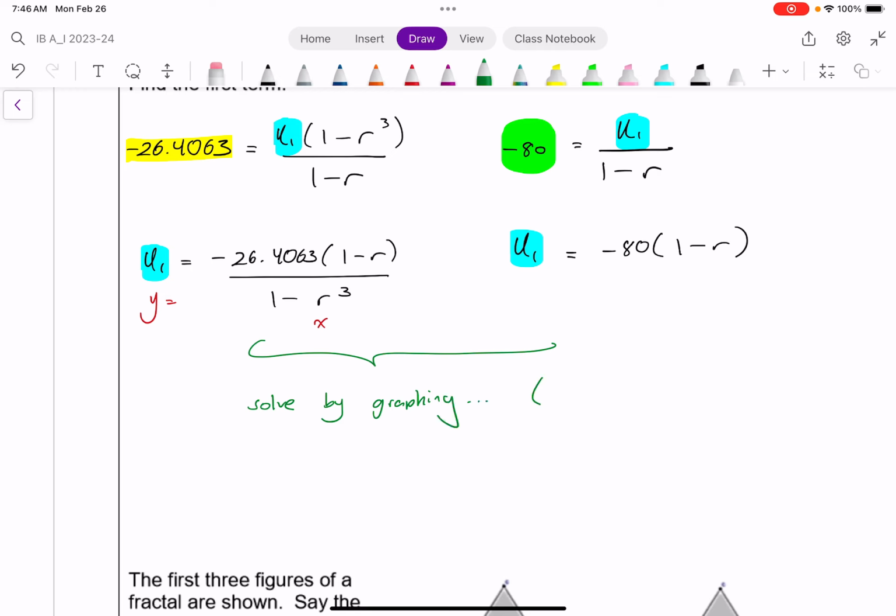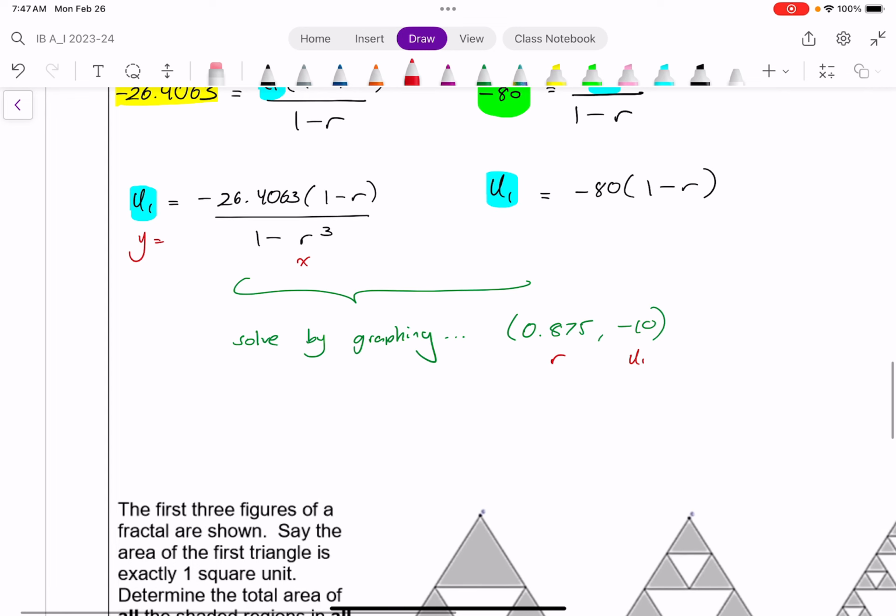And when I do that, I get a solution where my x value is 0.875, and my y value is negative 10. Keep in mind, my x value in this case was my r, my y value was my u1, and the question asks for the sum of the first three terms. Well, my first term I now know is negative 10, and that's the most important, and my r value is 0.875.